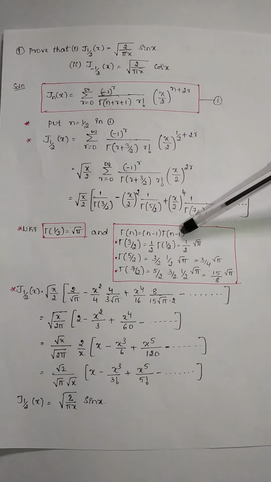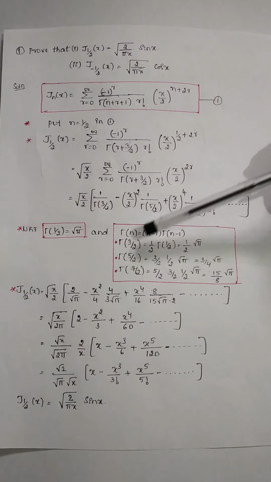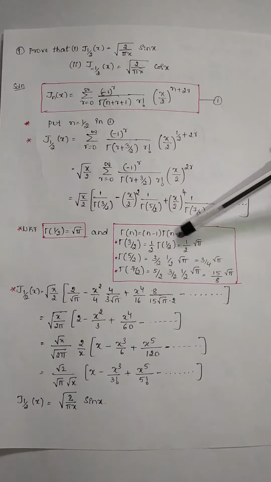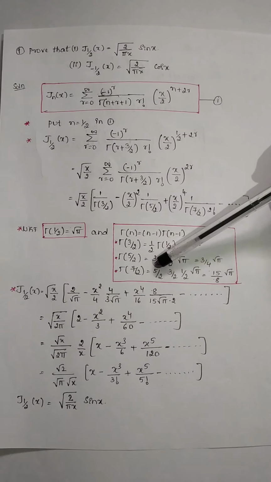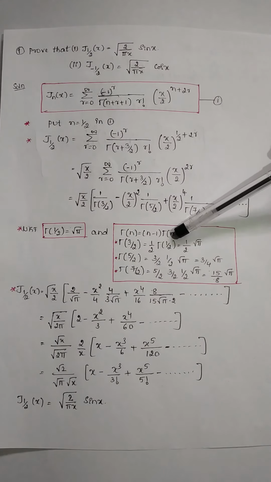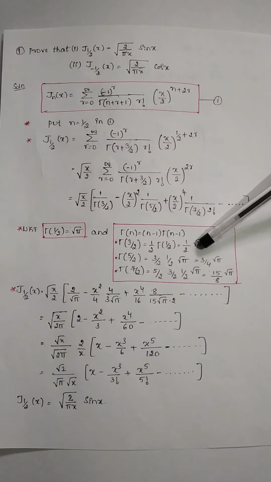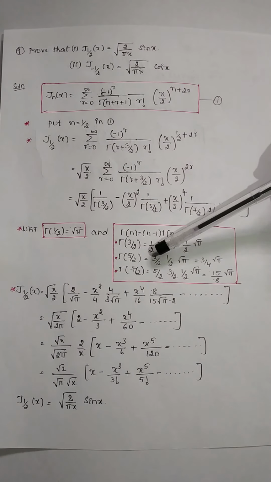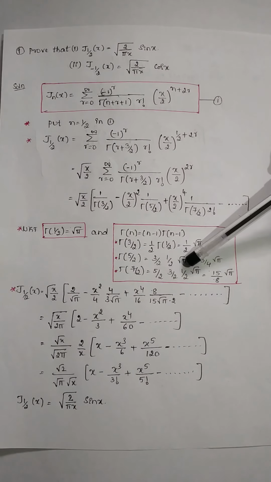And in the same property, if you take n equal to 5 by 2, it will give you 5 by 2 minus 1, that is 3 by 2 into gamma of 3 by 2. And gamma of 3 by 2 is nothing but root pi by 2. And that you have substituted here. So total answer for gamma of 5 by 2 is 3 by 2 into 1 by 2 into root pi, nothing but 3 by 4 into root pi.